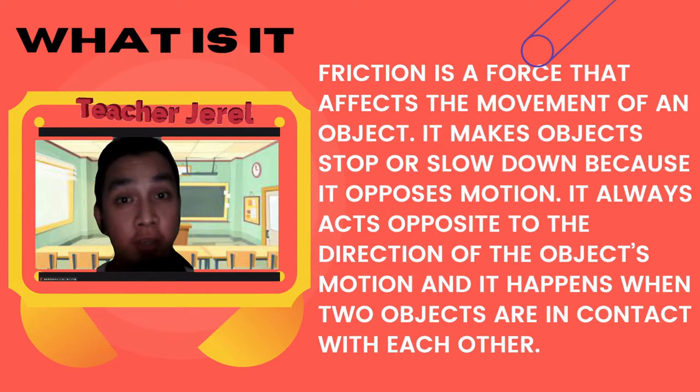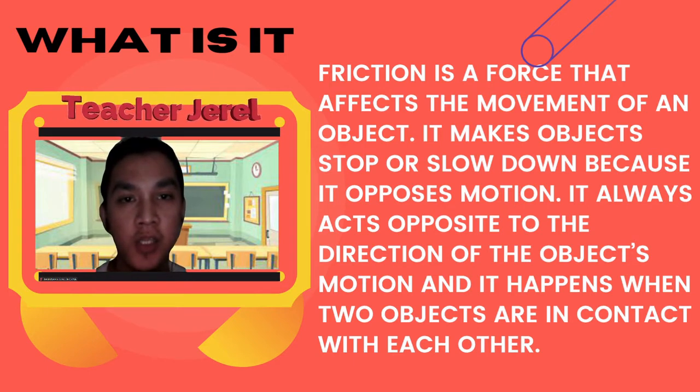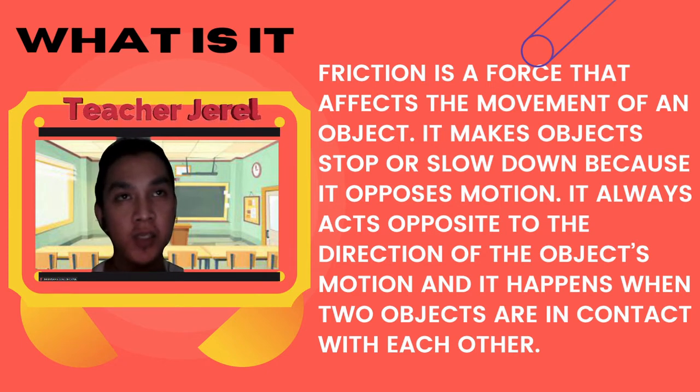Friction is a force that affects the movement of an object. It makes an object stop or slow down because it opposes motion. It always acts opposite to the direction of the object's motion, and it happens when two objects are in contact with each other. Okay, napipigilan po ng force ang force through friction. It's when two objects rub against each other in opposite direction. Okay?